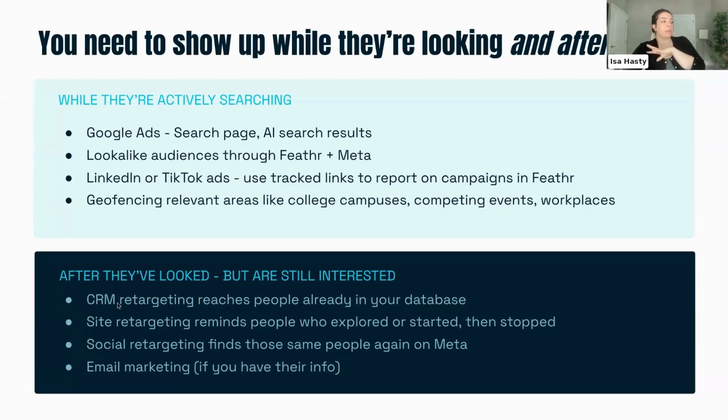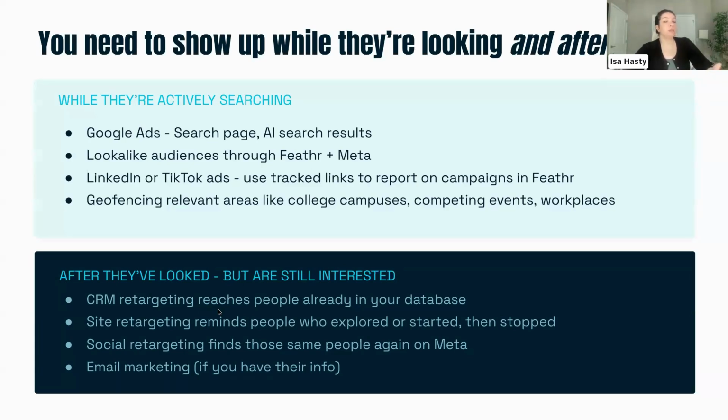So let's talk a little bit about what these channels can look like. CRM retargeting: you're reaching people who are already in your database. Site retargeting: these are people who came to your website, explored something, visited your event page, your membership page, your exhibit page, and didn't sign up. You want to stay in front of them with ads and get them to come back.